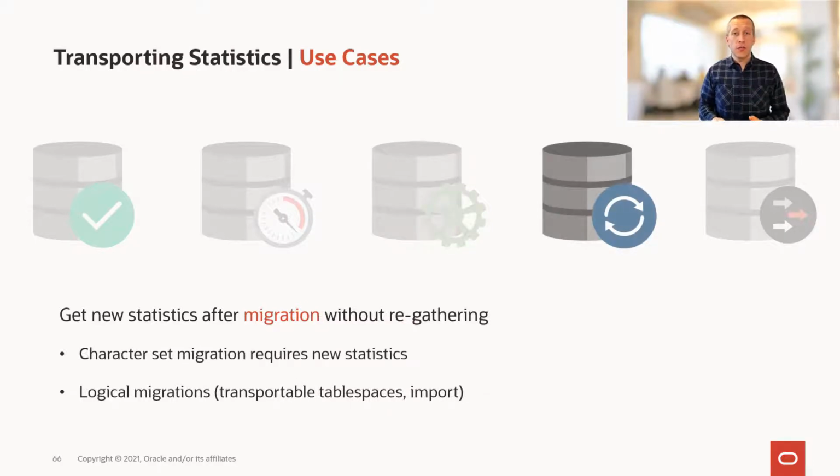Similarly, when you do migrations, you can get new fresh statistics into your migrated target database without regathering. Especially if you're doing a character set migration, we strongly recommend that you delete your statistics and regather. But in a very narrow downtime window, that might not be possible. So you can take the statistics from a test database, a 100% similar test database, and move those into your production database to get new and fresh statistics.